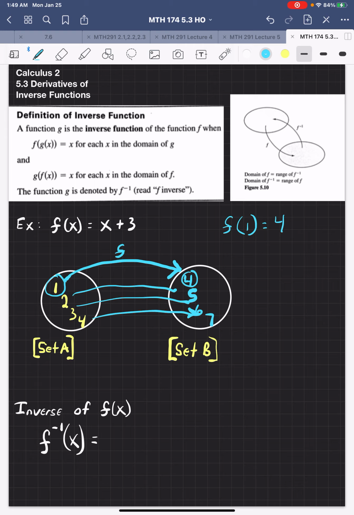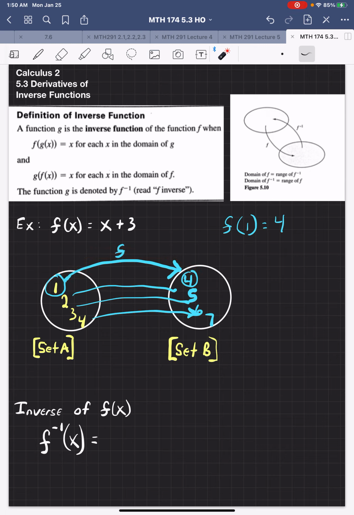We got the idea. Now, this is just a typical function, but the topic under consideration is that of an inverse function. So if this is your domain and this is your range, you plug in a 1, you get back out a 4. Let's now think of what if we wanted to go back.